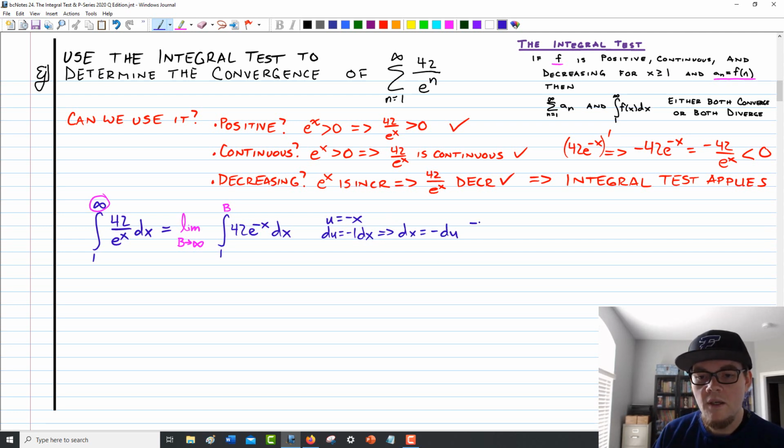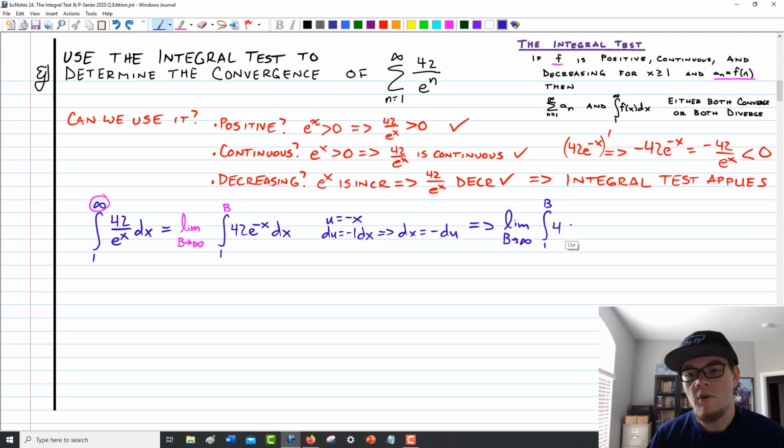So having made that adjustment, what that allows us to do is to look at and analyze our limit as b goes to infinity of the integral from 1 to b of what will be rewritten here as 42e to the u. Oops, I missed a number in the 42, that's not like me. 42e to the u times negative du. And then cleaning this up a little bit, we can just rewrite this a little bit easier to play with and look at. Write it as negative the integral from 1 to b.